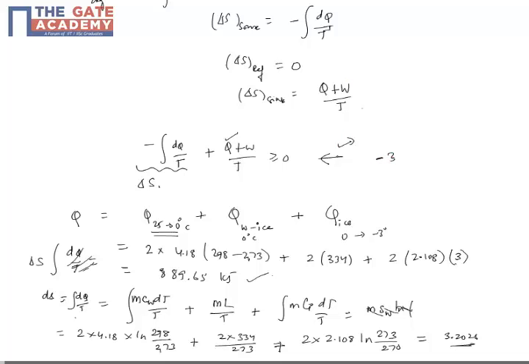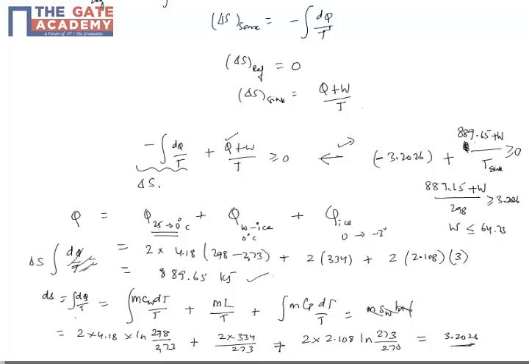Now let's come back to our equation. The decrease in entropy is minus 3.2026. Remember, it decreases. Plus Q, which we have found to be 889.65. Remember, we are substituting everything in kilojoules, and this has to be greater than or equal to 0. So (889.65 plus W) divided by the sink temperature, which is 25 degrees, so 298, has to be greater than or equal to 3.2026. If I substitute, I get W greater than or equal to 298 times 3.2026 minus 889.65. This value comes to about 64.73. So W has to be greater than or equal to 64.73.